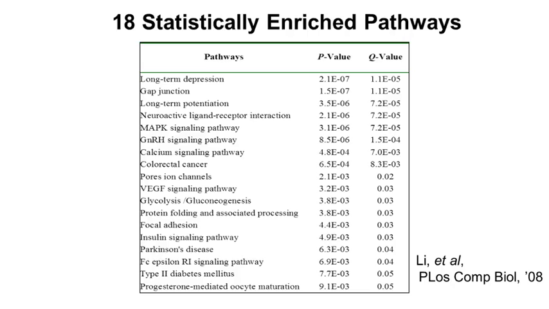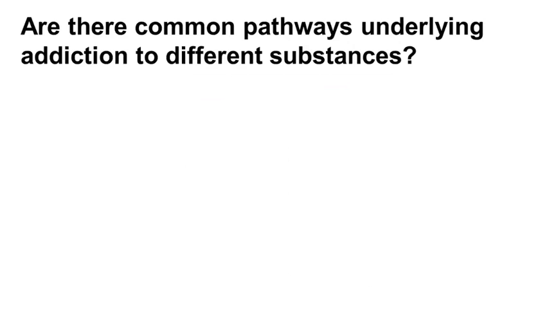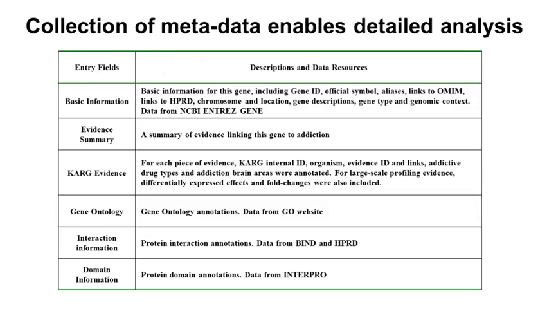But we haven't yet answered the question, are there common pathways underlying addiction to different substances? Please pause a moment to think about how you might do this. The way we did it was this. When we collected genes related to addiction, we collected not only the data, but also the metadata, meaning that for each gene linked to addiction, we also collected the experimental details, such as the type of experiments, the parameters, the species, the brain regions when available, and so on.